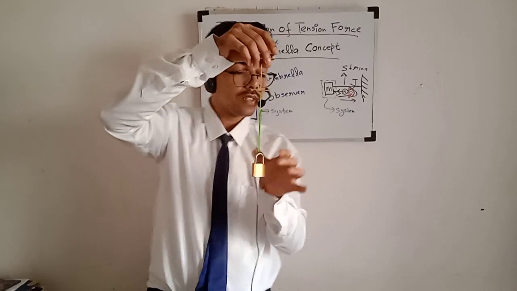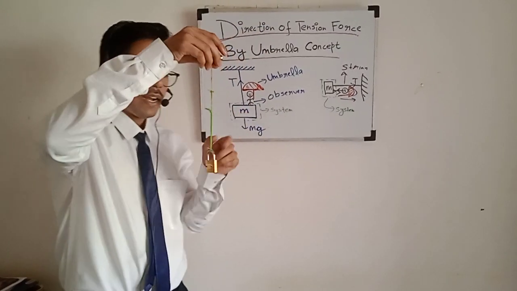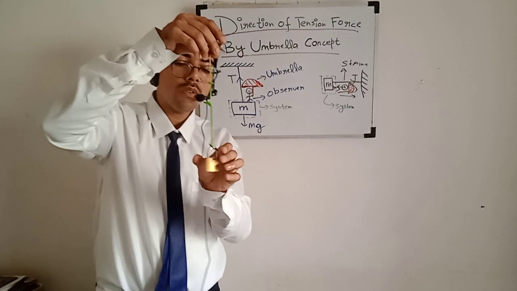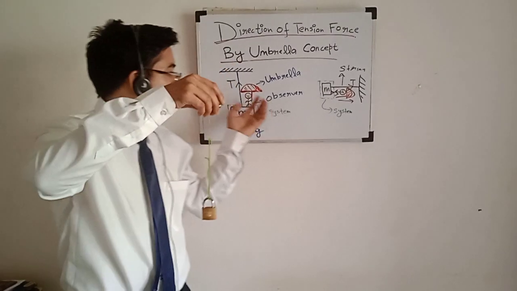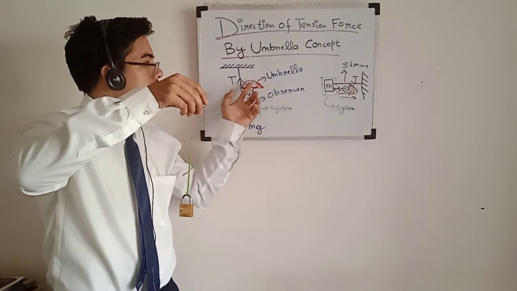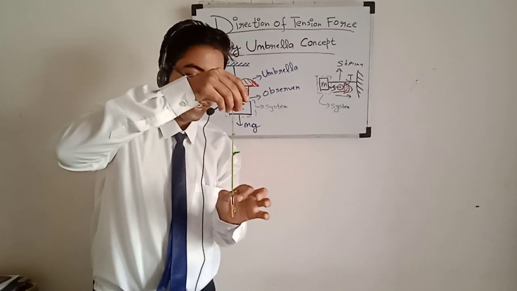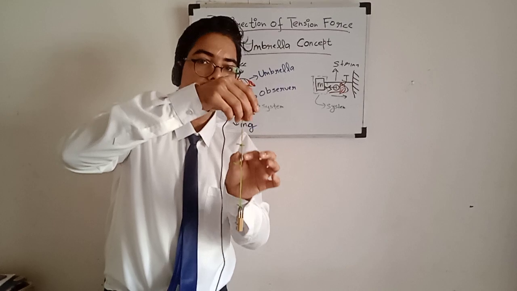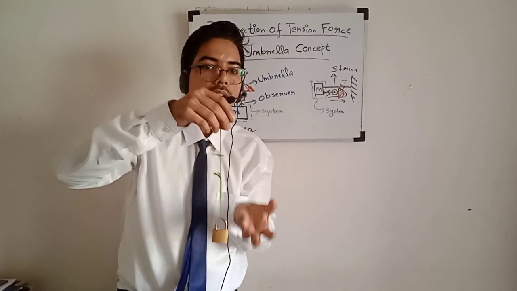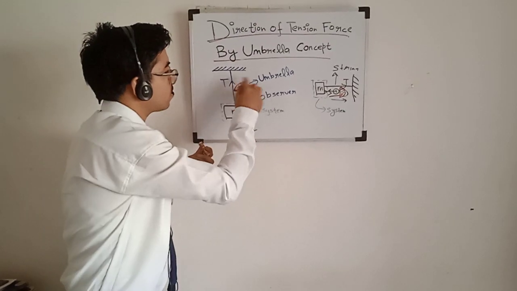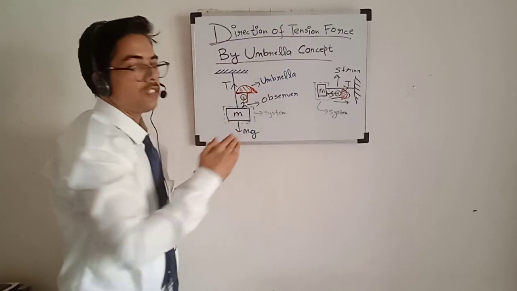So this is the mass which I draw here and this is my system. I want to know the direction of tension force on this string. So I consider one observer and one umbrella. He is standing here. So direction of tension force is along the direction in which umbrella is opening. So umbrella is opening like this. So this is the direction of tension force.